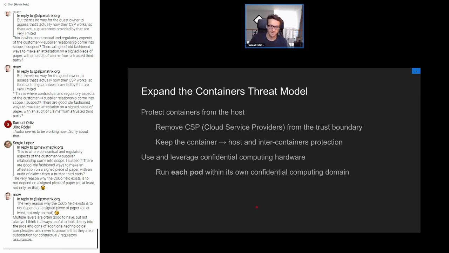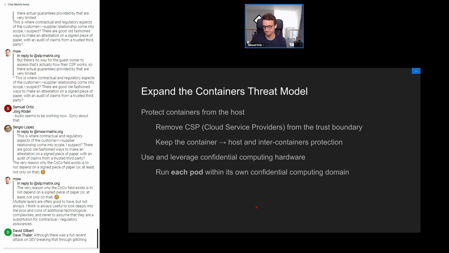So what we're trying to do with confidential containers is expand this container threat model and really protect containers from the host itself. We want to remove the CSP from the trust boundary, and at the same time keep the container-to-host and inter-container protection. So we want to use confidential computing hardware. There are already quite a few products out there that propose this, where you can run your Kubernetes node inside a confidential computing context. That's not what we're trying to do here. We're not trying to put an entire Kubernetes node inside a TD or an SEV VM. What we're trying to do is run each and every pod within its own confidential computing domain. So the security boundary lives at the pod level, not at the node level, with this approach.